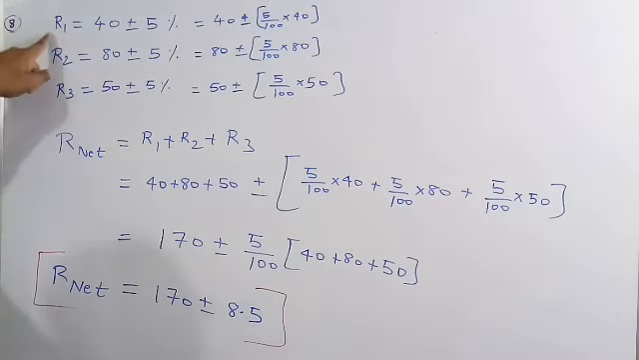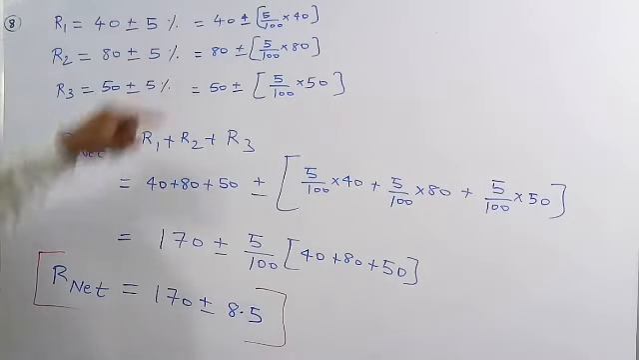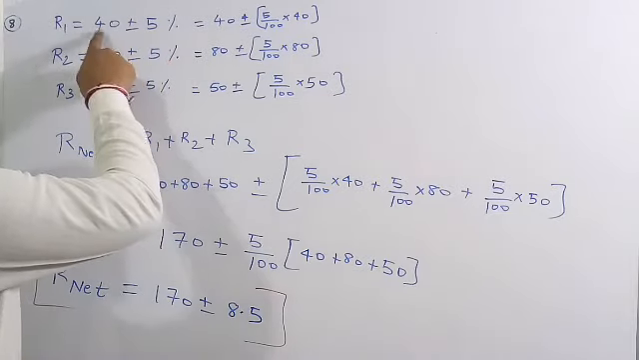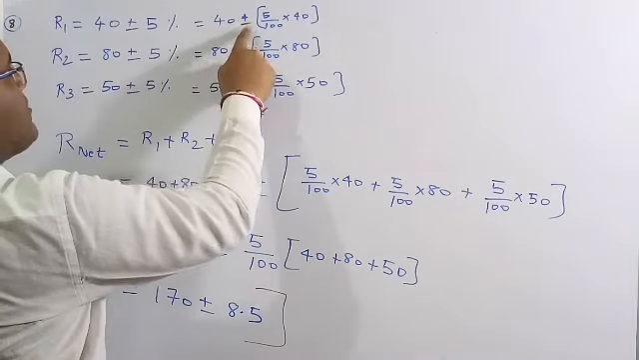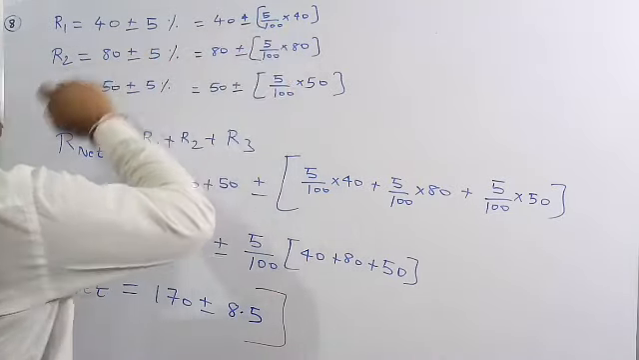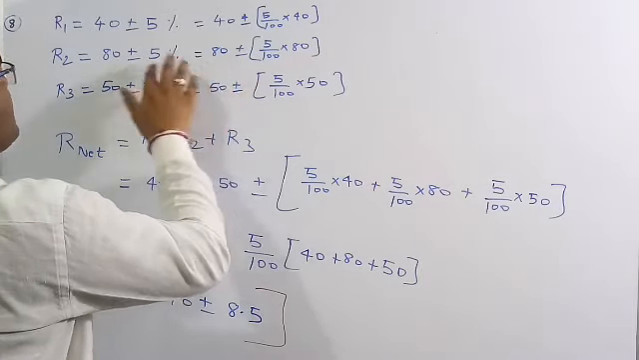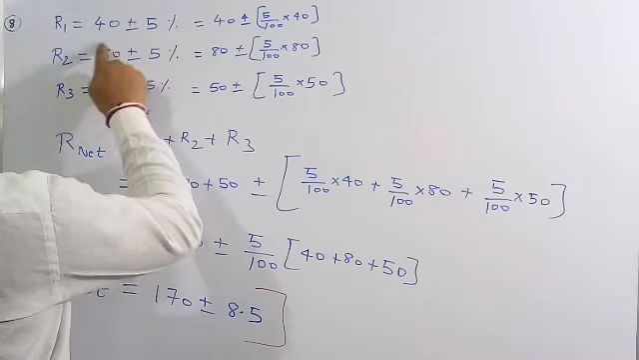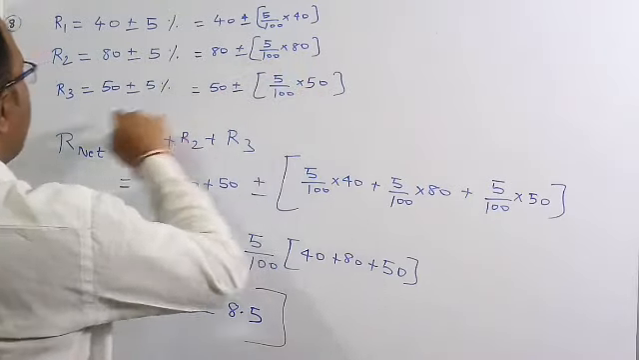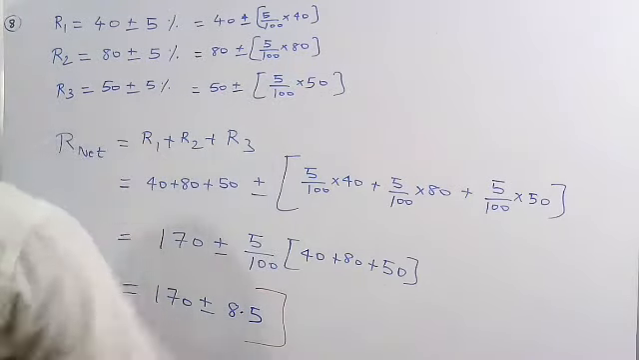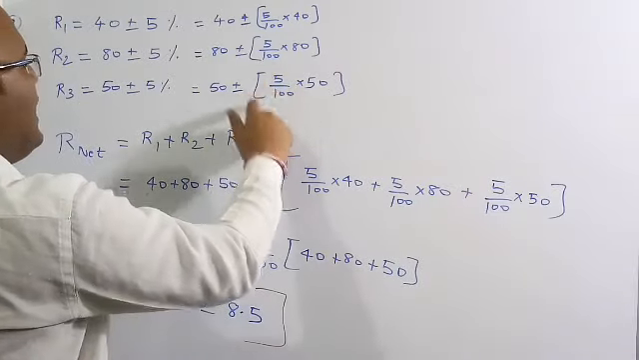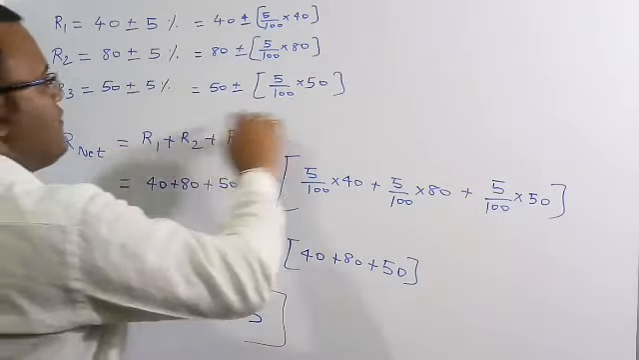So here they are given R1 is equal to 40 plus or minus 5%. Means 5% is out of 40. Therefore 40 plus or minus 5 by 100 into 40. Similarly, R2 is equal to 80 plus or minus 5%; this 5% we need to take on this value. So therefore 5 by 100 into 80. And similarly R3 is equal to 50 plus or minus 5%. So therefore 50 plus or minus 5 by 100 into 50, out of this total value 50.